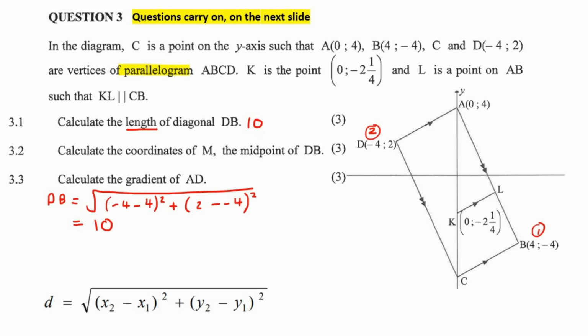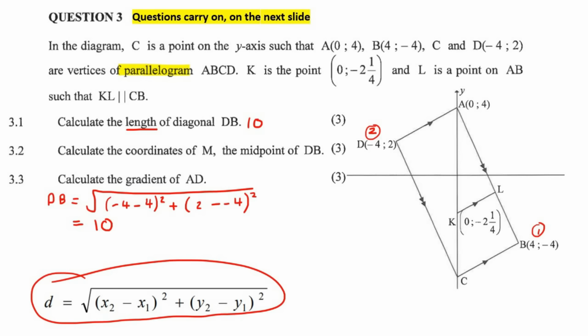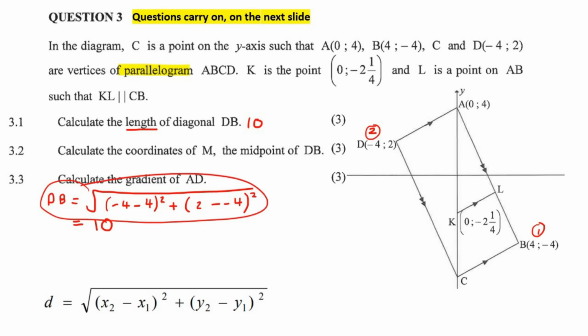And in the test, you must also show them the formula. So write down the formula like that, and then in the next step, you would show them the values that you are using. The next question, calculate the coordinates of M, which is the midpoint of DB.